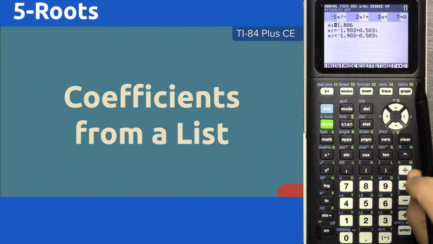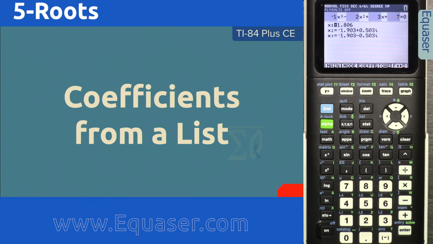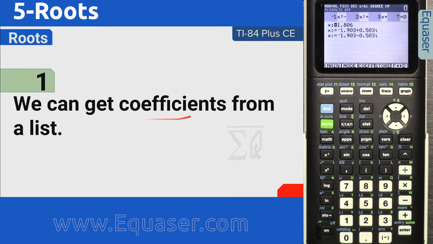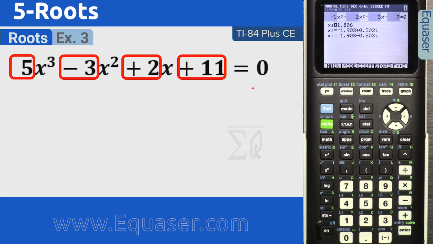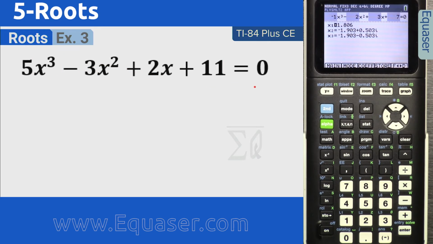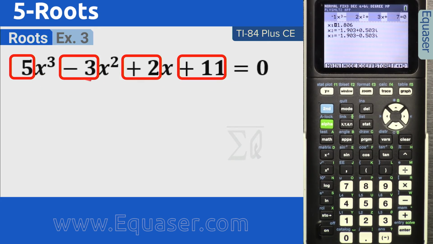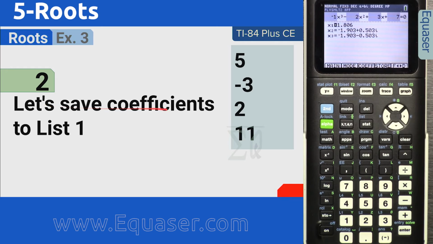Now let's see how we can bring coefficients from a list. Now we can get coefficients from a list. For example, this is our polynomial, and these are the coefficients, and if we extract them, 5, minus 3, 2, 11. Let's save these coefficients into list 1.